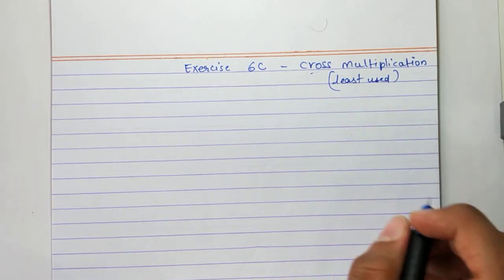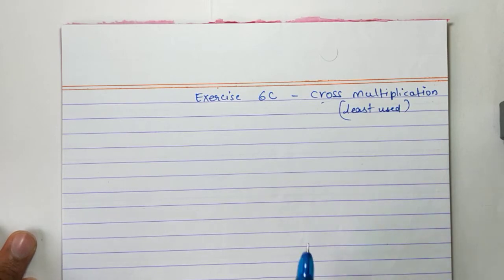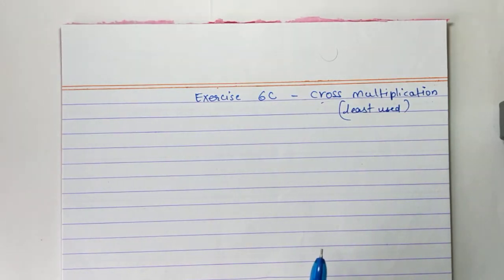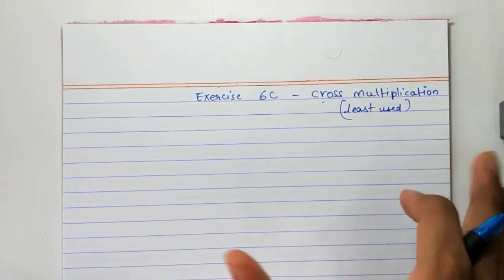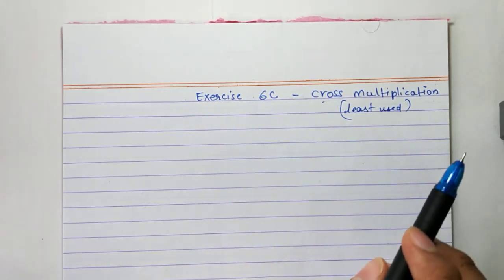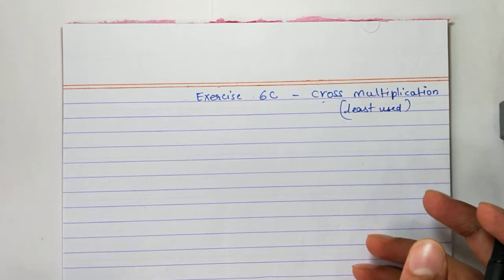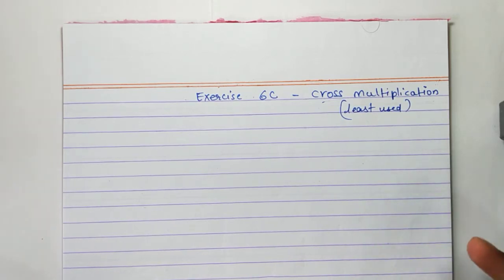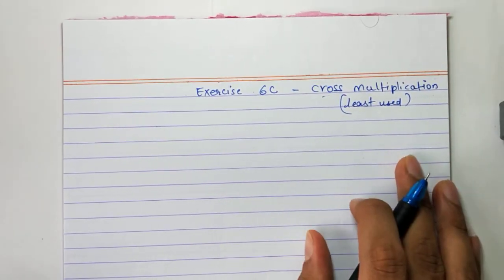So let's understand how this cross multiplication method works. This is a very different method compared to other sums. The entire exercise 6C is the same, so even if we do 3-4 sums in the video, that would be more than enough. You can practice the remaining sums on your own, because they are exactly the same. There is no difference, no variation.